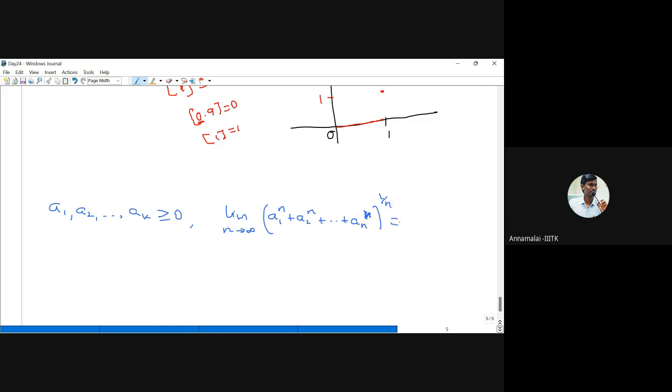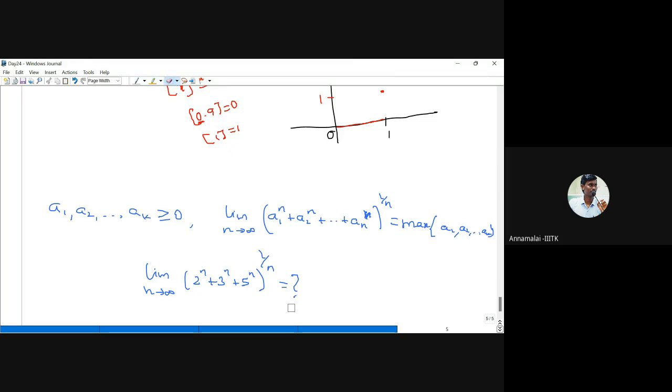What is the value? The question may be asked like this: what is the limit as n goes to infinity of 2 power n plus 3 power n plus 5 power n, whole power 1 by n? What is the value of this sequence? This is the nth term of a new sequence. I already mentioned this in my notes. This is nothing but the maximum of a1 to ak, the maximum of all these numbers a1, a2, up to ak. We can easily prove that one.